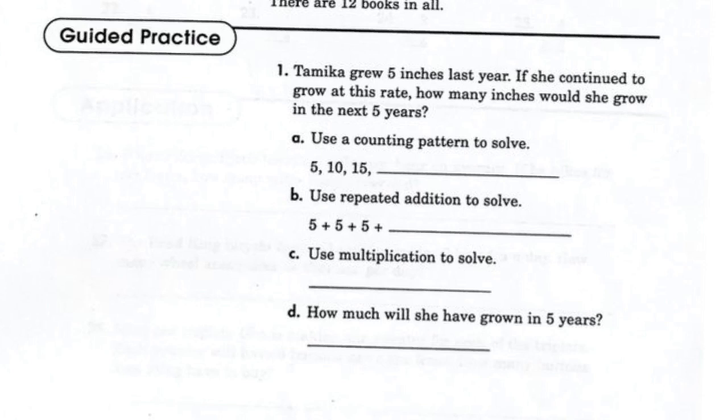It says, Tamika, and I'm going to highlight my numbers. Tamika grew 5 inches last year. If she continues to grow at this rate, how many inches would she grow in the next 5 years? We could start by using a counting pattern. There's 5, 10, 15. If we keep counting by fives, that would go 20, 25, 30, and so on. Now it says the next 5 years. So that's 1, 2, 3, 4, 5.